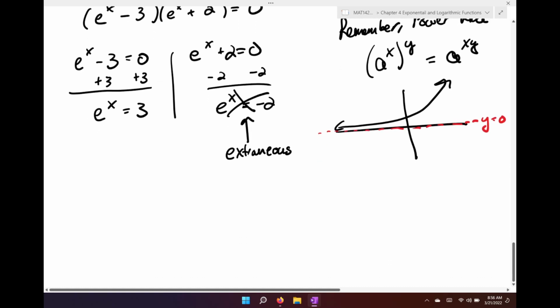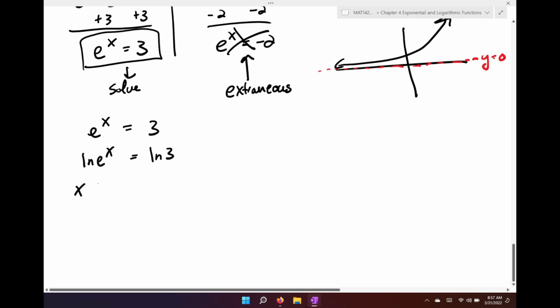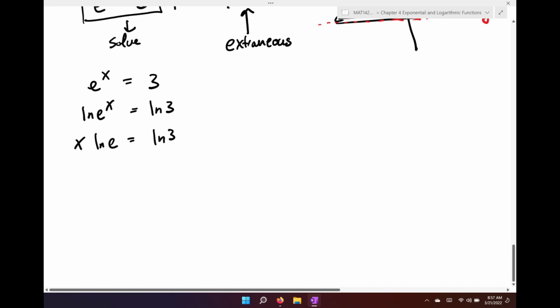Okay? And what we would do is just go ahead and solve e to the x equals 3. So to solve this, once again, we're going to take the ln of both sides. We could pull the x out front to give me x times the ln of e equals the ln of 3. By definition, the ln of e is 1. So this is just x equals the natural log of 3. And that would be the only solution for this equation.